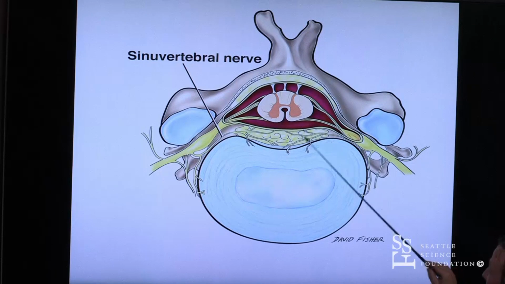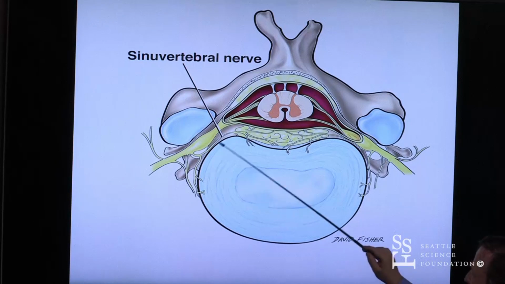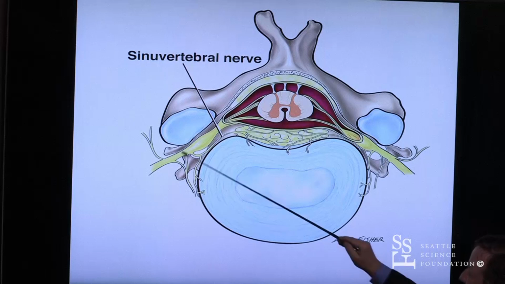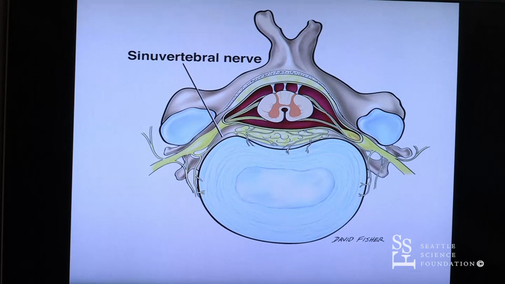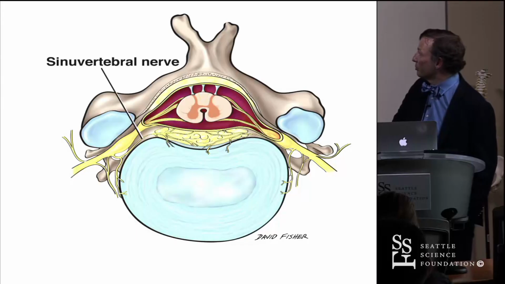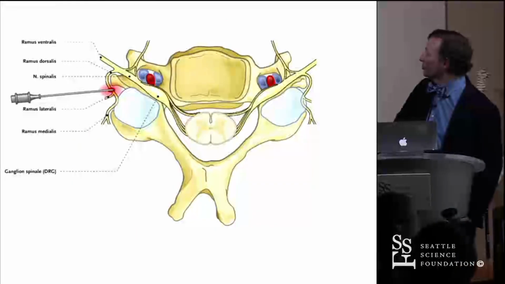that are in this area, and may contribute to some pain that's not relieved if you're just targeting the dorsal ramus for that facet innervation. So, the sinuvertebral nerve, or recurrent nerve of Luschka.